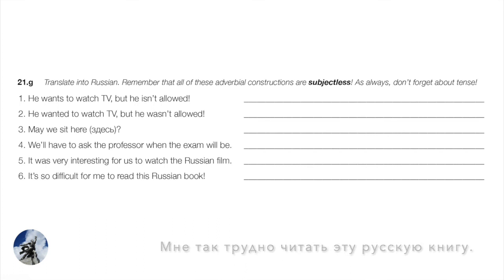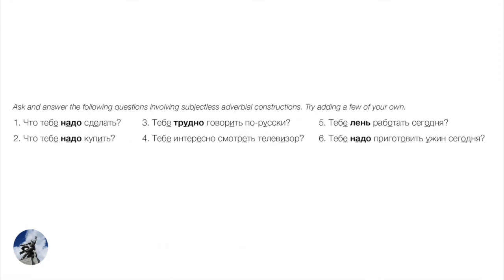Okay, try answering a few questions on your own. Что тебе надо сделать? Okay, note the aspect there. What is it necessary for you to get done, right? We're focused on accomplishment. Что тебе надо сделать? Now, presumably you would respond to that with some perfective verbs telling what you need to accomplish. Number 2, что тебе надо купить? What do you need to buy?